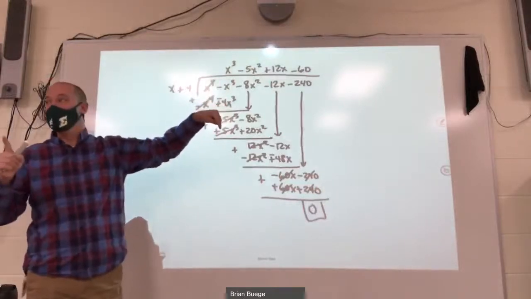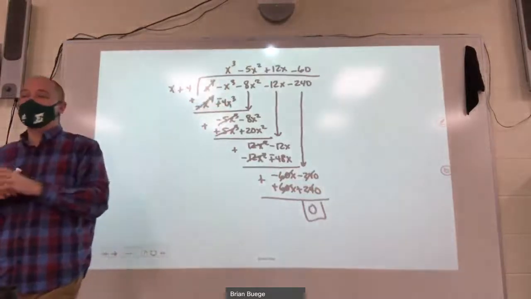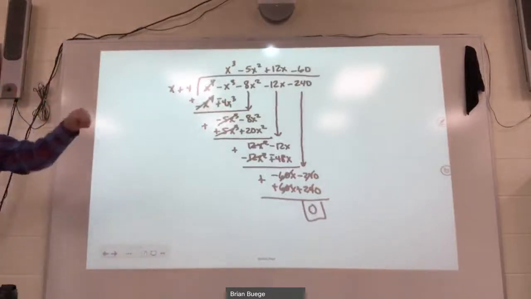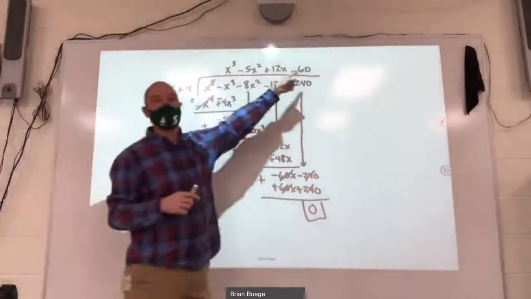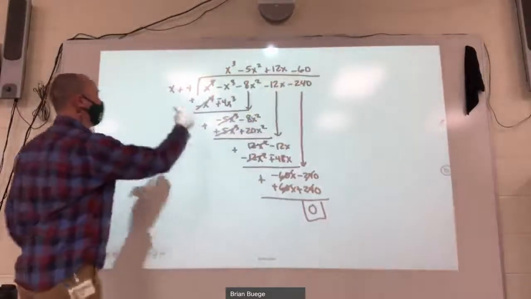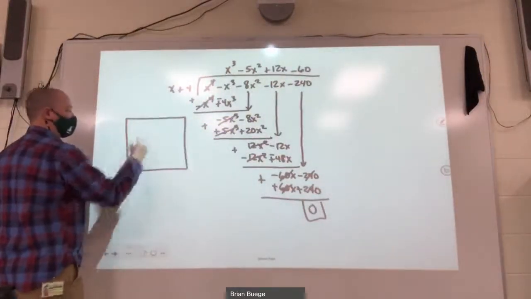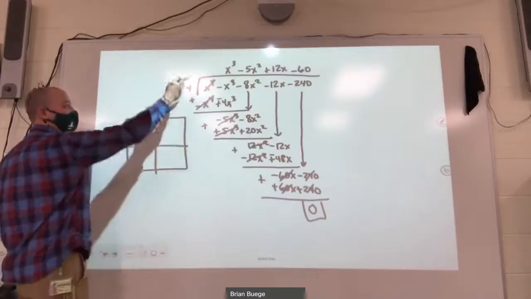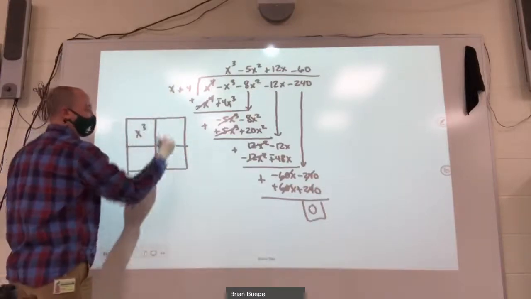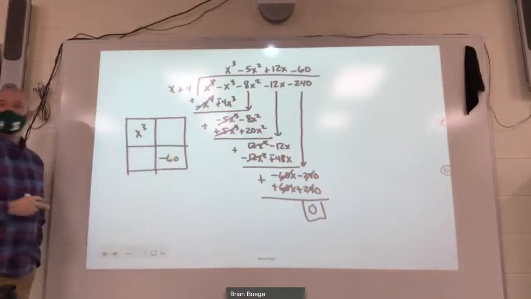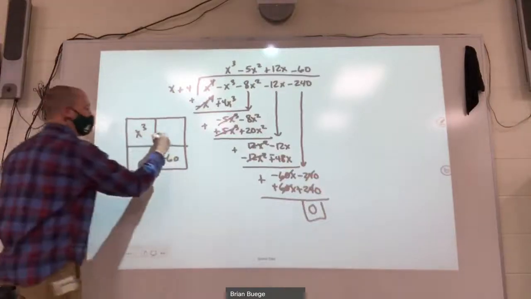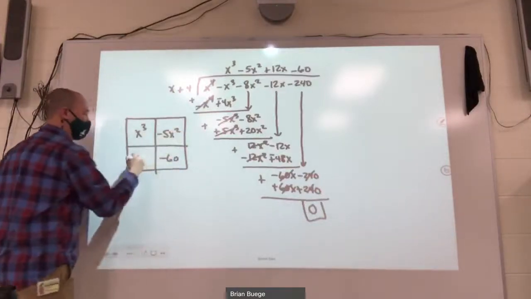You might have to. If the grouping or the box method isn't working, then you've got to do a second long division with this part. But if you take a look, if I go through and I do the box method here, I'm going to put it off to the side. We've got an x cubed and a negative 60. The 2 middle terms are negative 5x squared and a positive 12x.